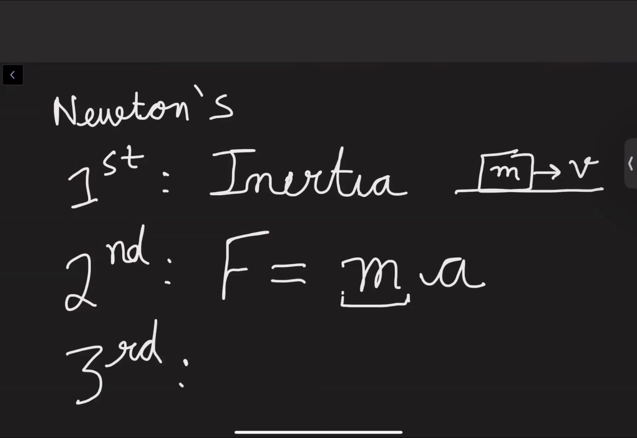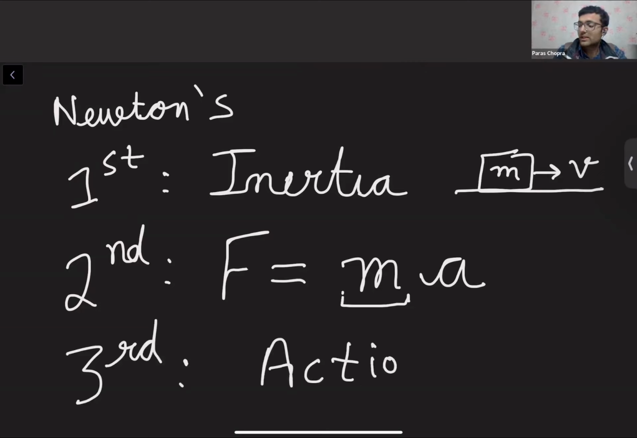Then Newton's third law says that action is equal to the reaction, and both of them act in the opposite directions. There are two things to remember here. First, action and reaction are not acting on the same body. Action is acted by the first body on the second body, whereas reaction is acted on the first body by the second body.